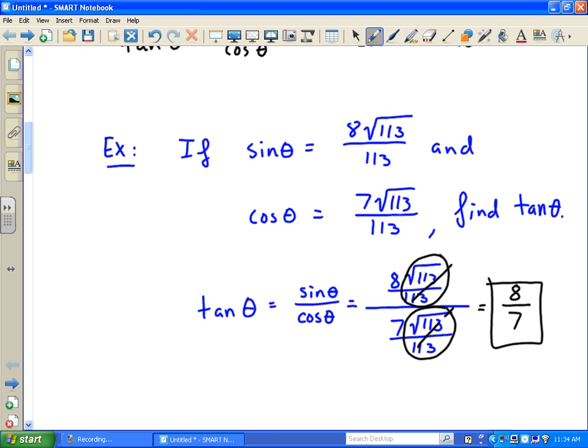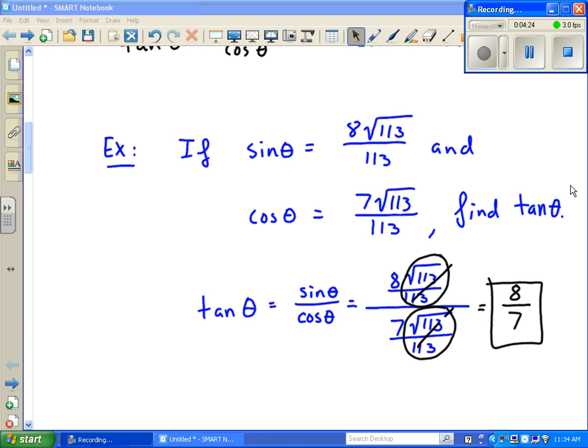This concludes the lesson over reciprocal identities and quotient identities.